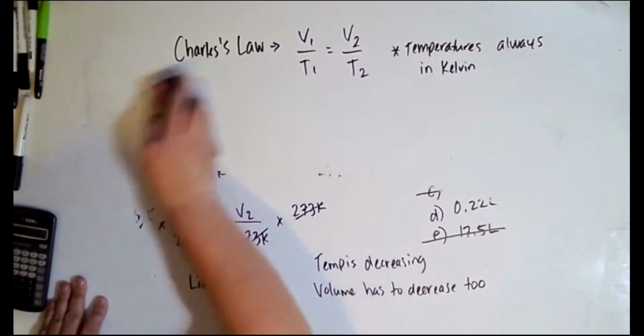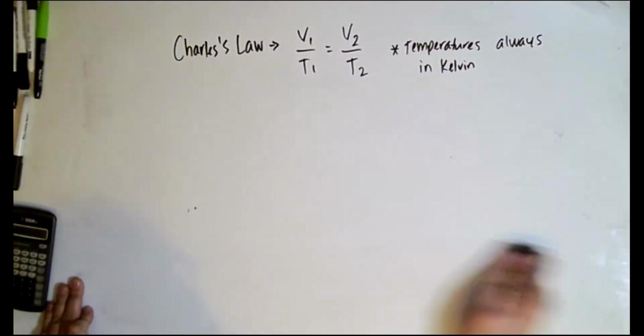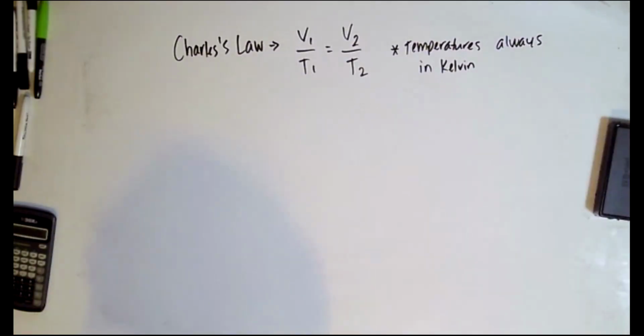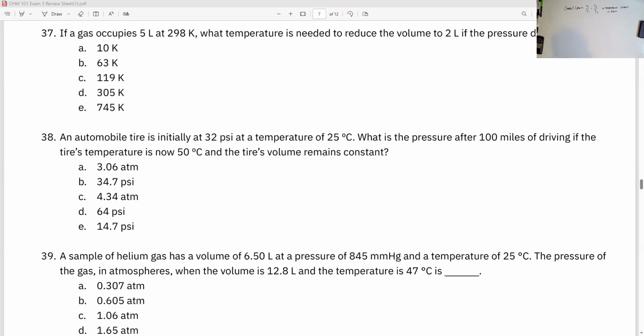All right, let's look at question number 37 next. Let me just show the questions again in case anyone doesn't have the sheet, just so you can see the questions and the choices. Okay, so this one says if a gas occupies 5 liters at 298 Kelvin, what temperature is needed to reduce the volume to 2 liters if the pressure doesn't change?